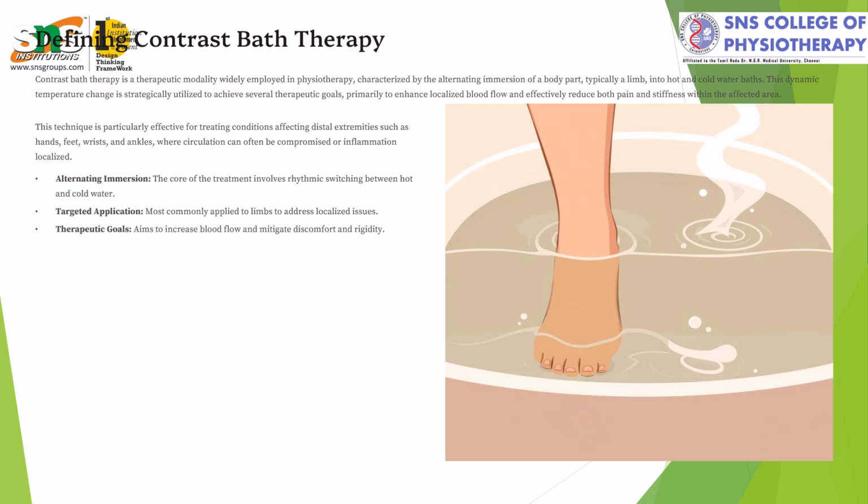For alternating immersion, the core of the treatment involves rhythmic switching between hot and cold water. Targeted application, I already said, is more commonly for the distal limbs, and it can be used for localized issues only. Then the therapeutic goal is to increase the blood flow and mitigate discomfort and rigidity. Otherwise, we are also using it for reducing pain. In this picture, the distal part of the body is immersed in the hot water.